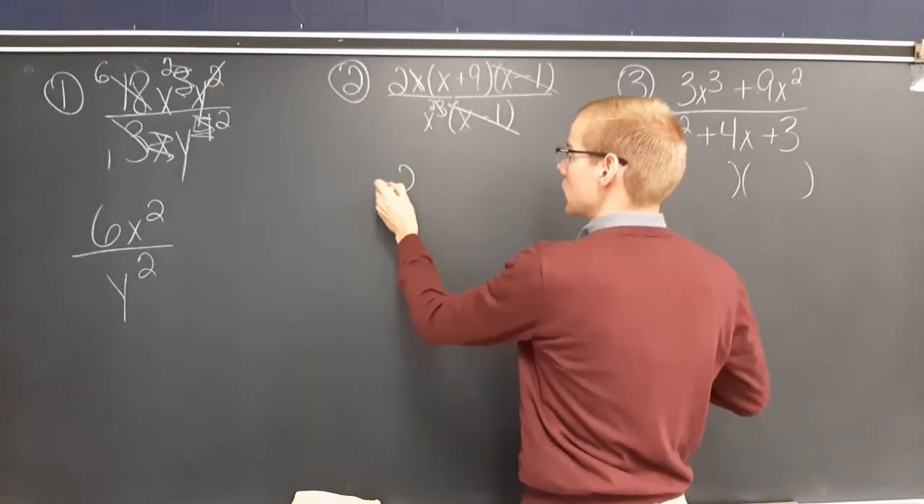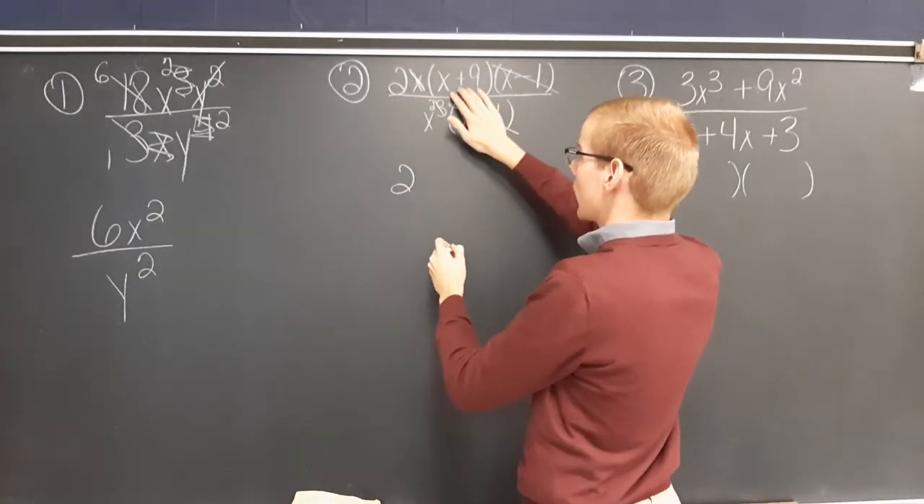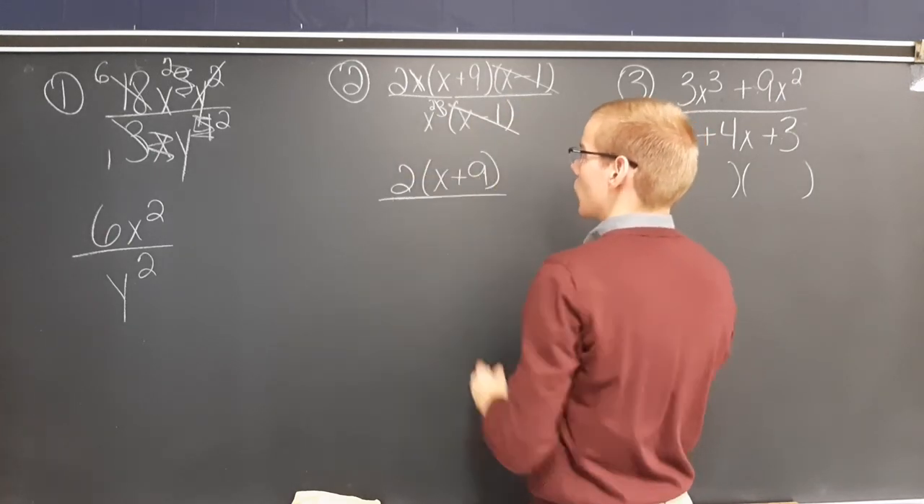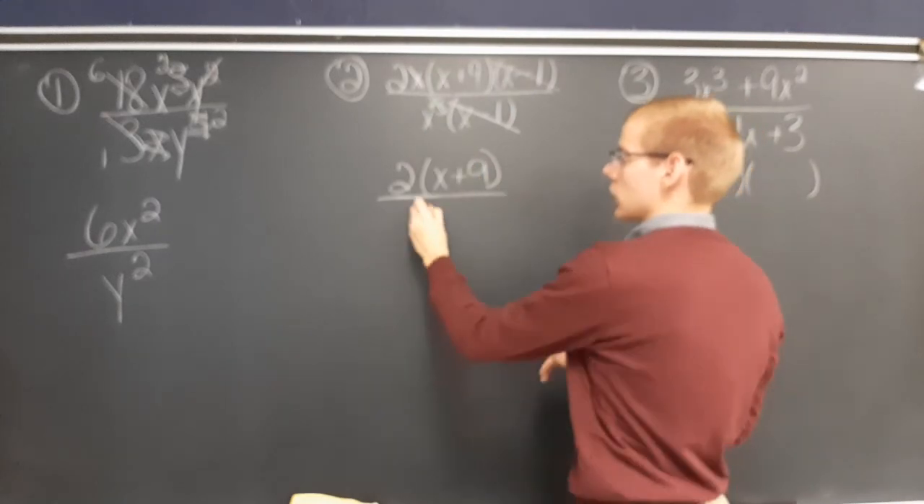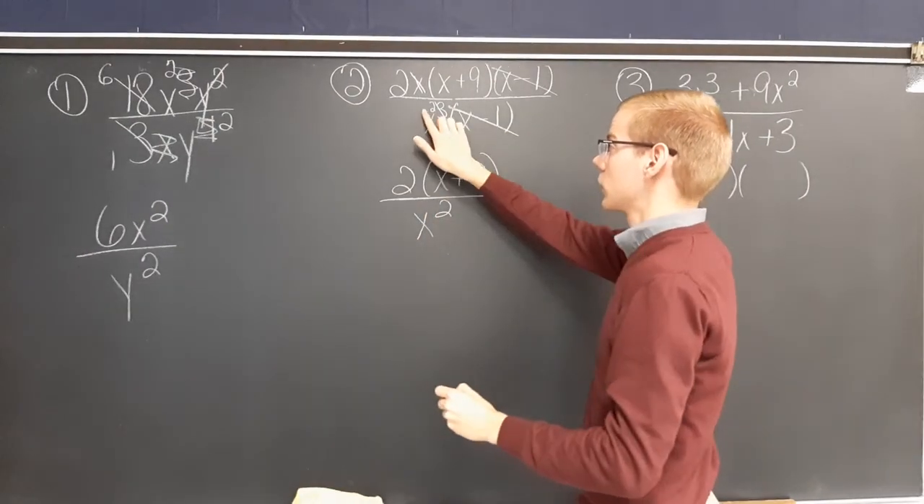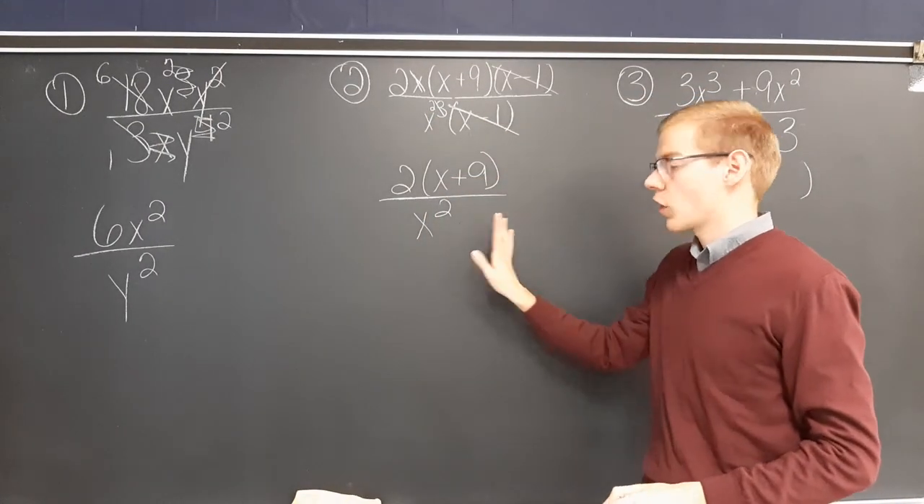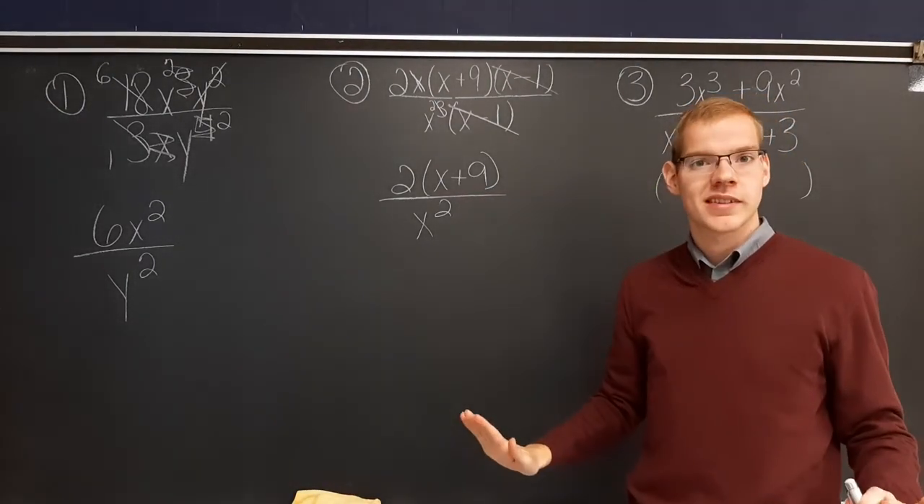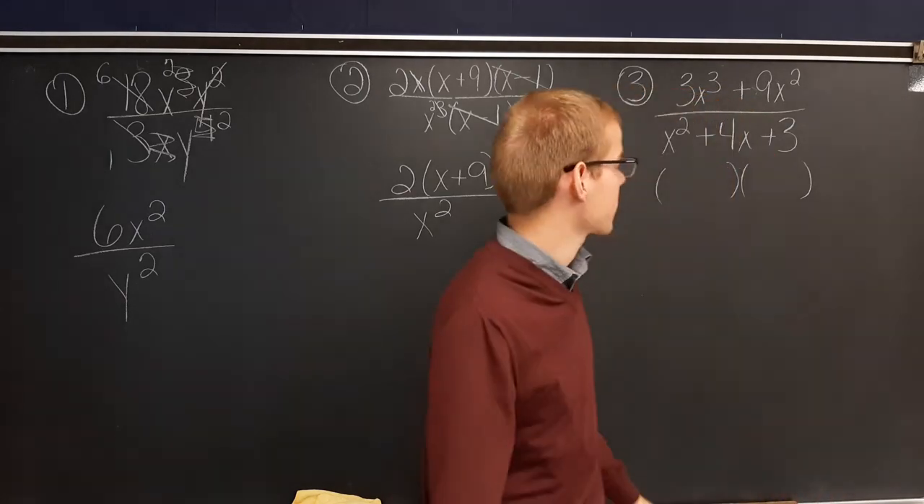Now we have a 2 left at the top, and this x plus 9. What do we have left at the bottom? Just our x squared. And this is as far as we can simplify this. What is in parentheses, again, stays in parentheses. Now going on to the next one.